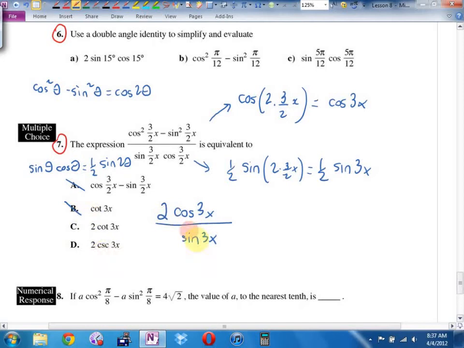What is cos over sine? What was sine over cos? Tangent. So what's cos over sine? So what's cos 3x over sine 3x? Cotangent of 3x, with what in front? Gotta be that, a 2.